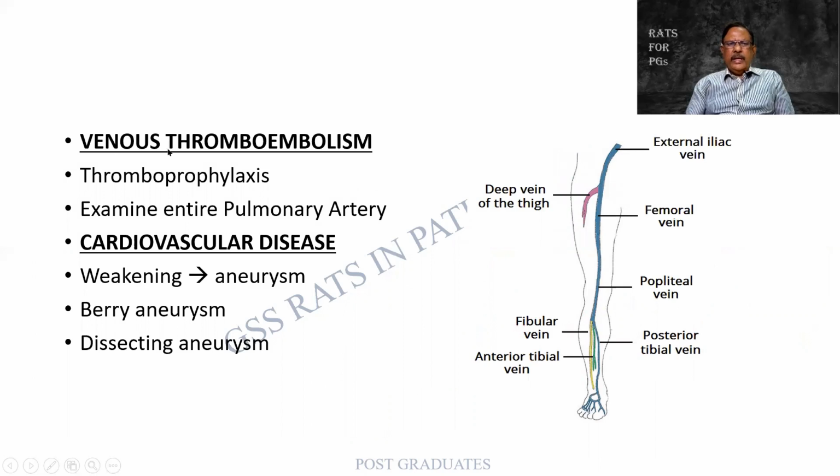In the veins, you can have a venous thromboembolism, and this can happen even in a case of thromboprophylaxis. And the entire pulmonary artery also will have to be examined at autopsy. In cardiovascular disease, because of the weakening, there can be aneurysm. Berry aneurysm is one, dissecting aneurysm is another. These are the set of veins which have to be examined to rule out any kind of thrombus or a source of thromboembolism.